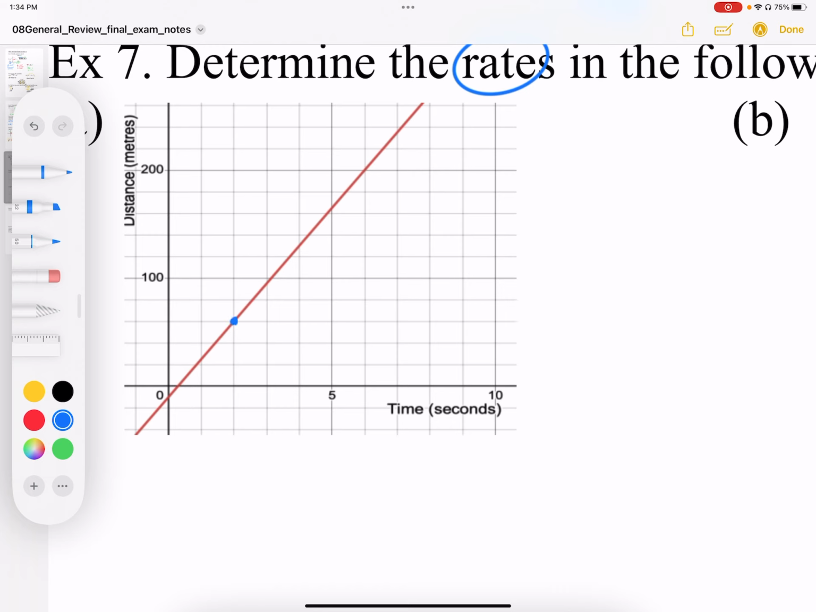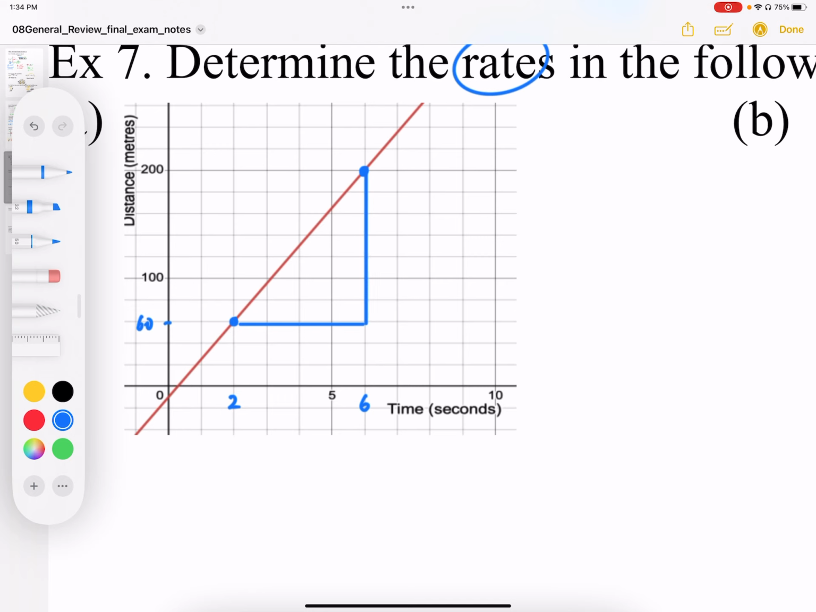So I'm going to choose this point here. It looks like this is 2 seconds. And I'm going to choose maybe this point here. It looks like it's about 6 seconds. Okay, and that gives me the y values at 60 and 200. So from there, I have my slope. Now we can use other points if we like, but these ones look like to be the most accurate ones. So we're going to use these ones.